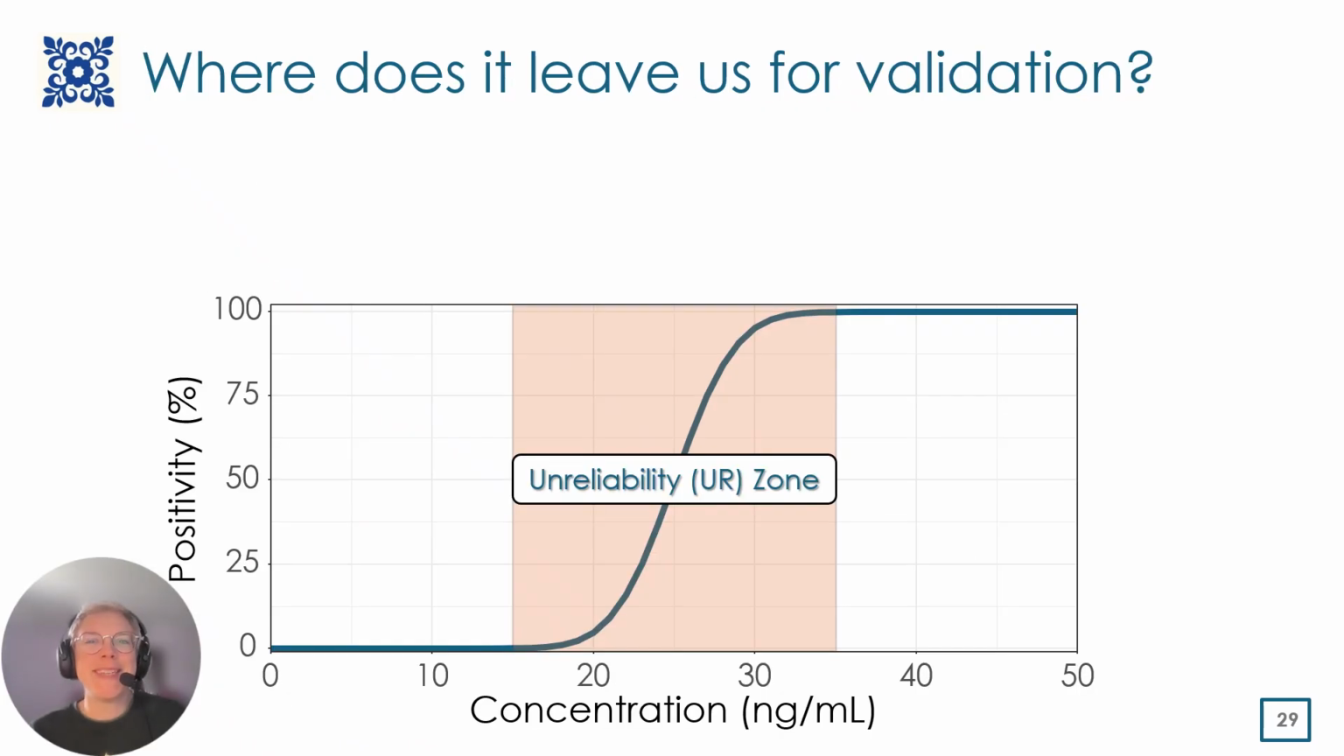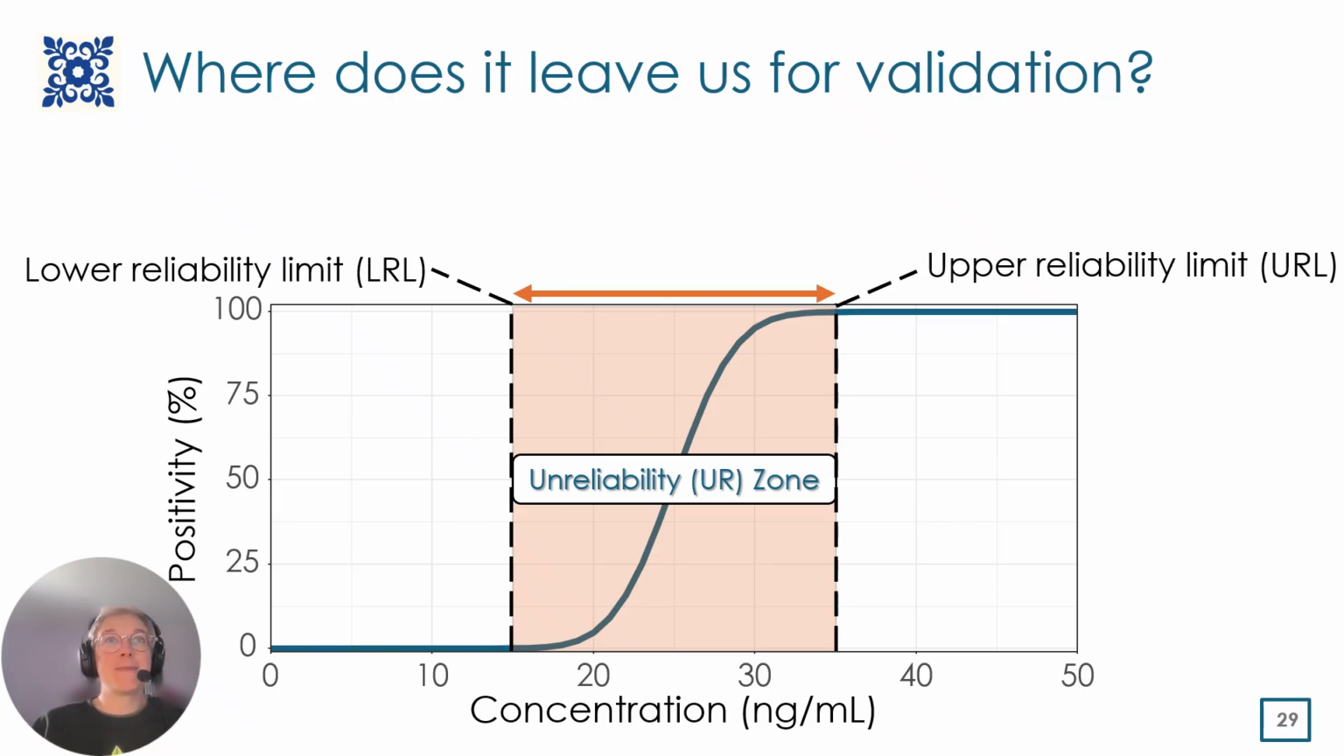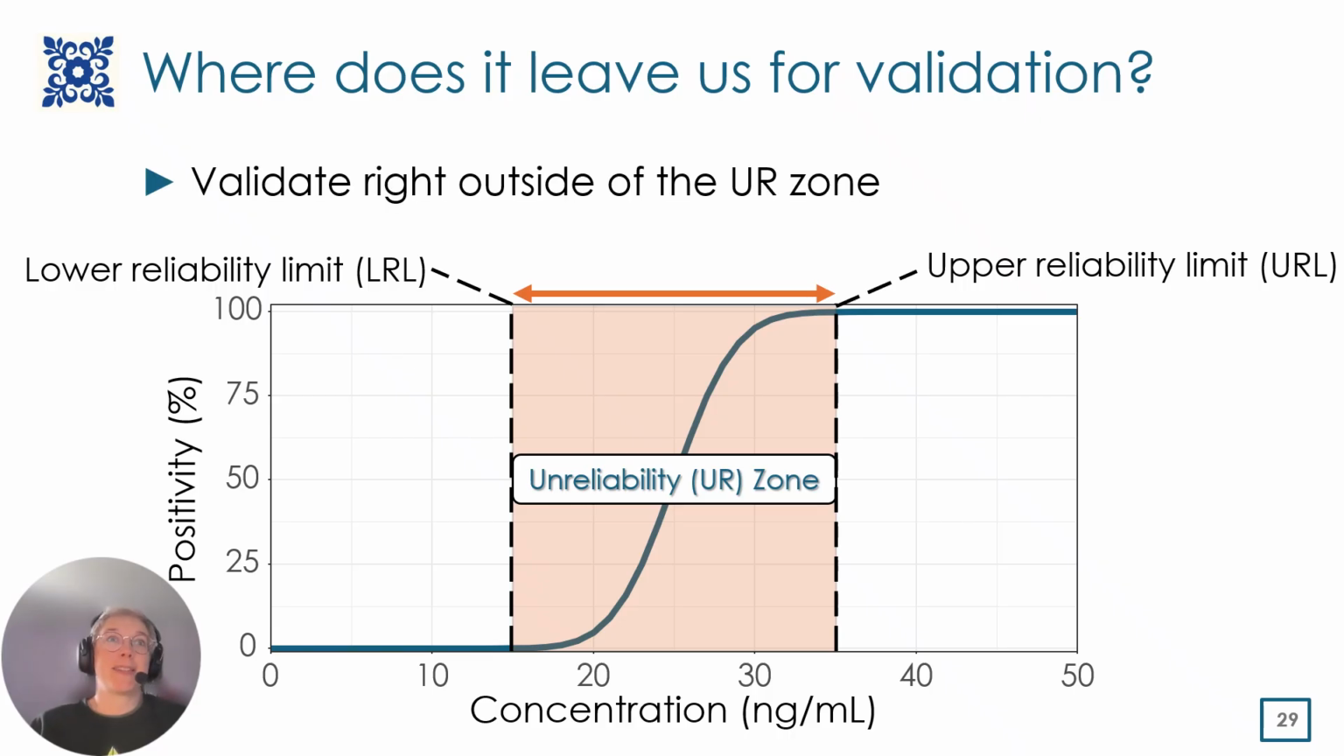Okay, so how do we deal with it? Well, basically, you get out of its way. You measure how large it is, and you validate right outside of it. That's it.